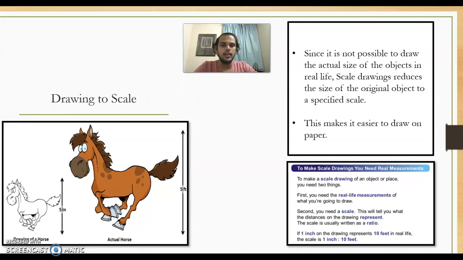Drawing to scale. So what exactly do we understand by the term drawing to scale? The definition is to reduce the real life measurements of an object to a measurement which can be used to draw that particular object on a sheet of paper. Now, it sounds slightly complex, but I'll tell you it's very easy. Now I'll give you a small example.